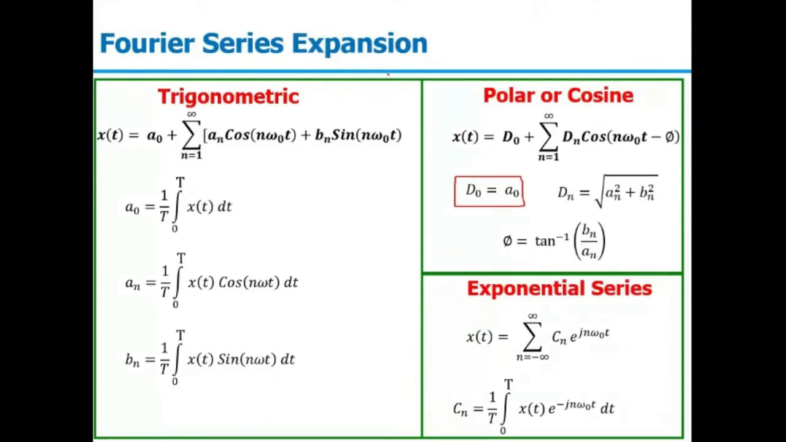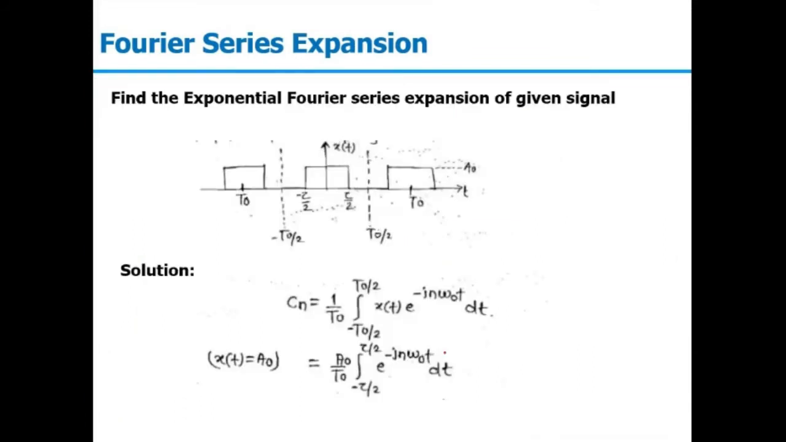So you can say in the trigonometrical and polar Fourier series expansion, ultimately you have to calculate the values of a naught, an and bn. Only then can you write the values of d naught and dn, because we do not have a direct formula to calculate dn and d naught. But in the exponential Fourier series, we can directly compute the value of Cn and then write the expansion of the given signal. Let's have an example.